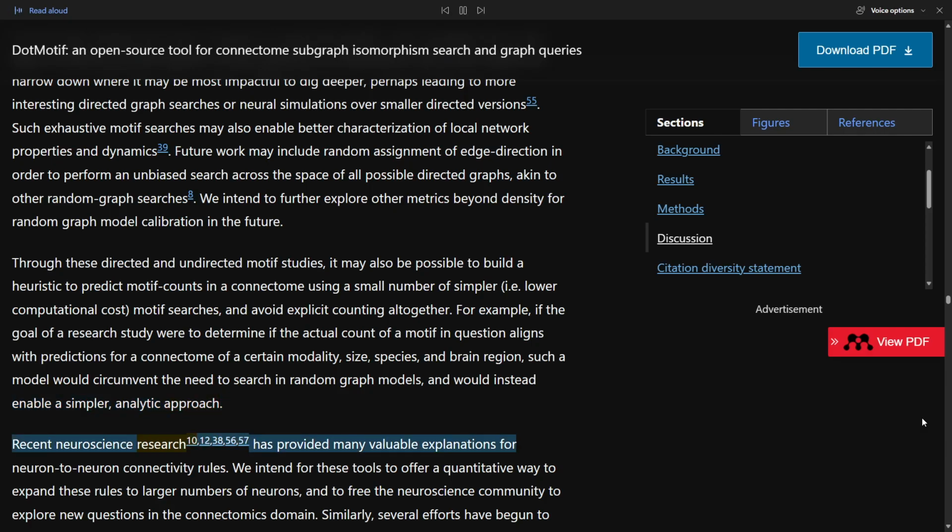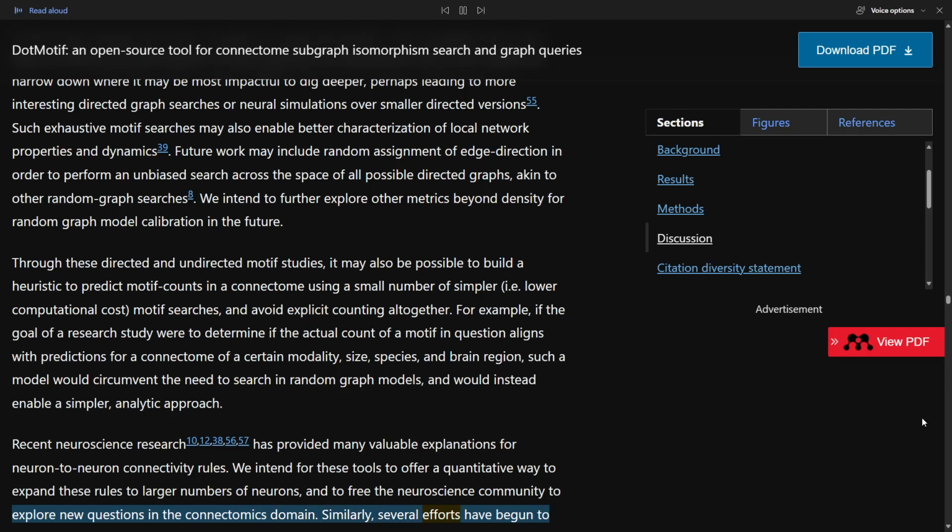Recent neuroscience research has provided many valuable explanations for neuron-to-neuron connectivity rules. We intend for these tools to offer a quantitative way to expand these rules to larger numbers of neurons, and to free the neuroscience community to explore new questions in the connectomics domain.